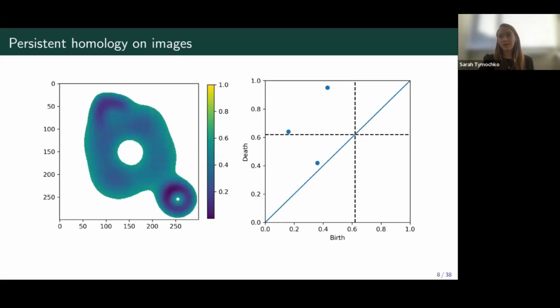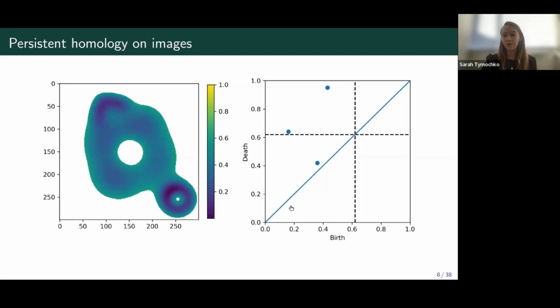And so one way to detect circular features in images is using a tool that in the seminar we're all probably pretty familiar with, but I will discuss briefly for anyone new to this area. So we'll use persistent homology on these images. And in particular, we'll look at sub-level set persistence, where we look at, for an image, take all of our pixels with pixel value below a certain value. So in this case, we may be at around 0.5 or 0.6. We're looking at all of the pixels in this example image on the left that has a pixel value below that. And we look at what circular features are present.